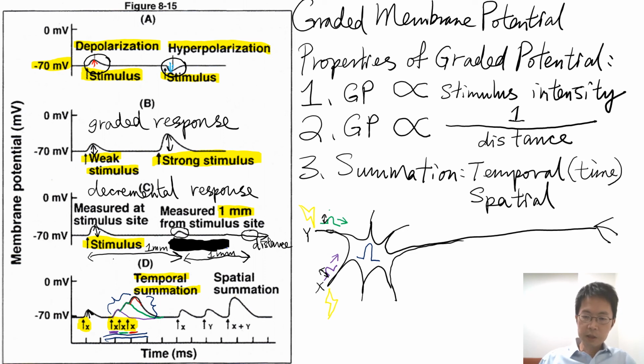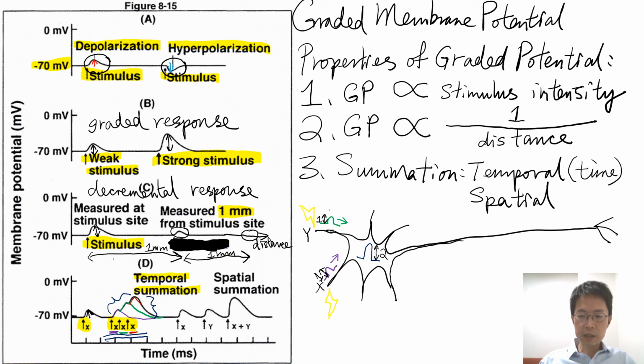If the amplitude here is, let's say, 1, and the amplitude here is 1 because they are the same intensity, so they give you the same amplitude. Here, the amplitude will be what? You probably know the answer. It will be 2. 1 plus 1 equals 2. So it will add up and become higher. This is what we call spatial summation.